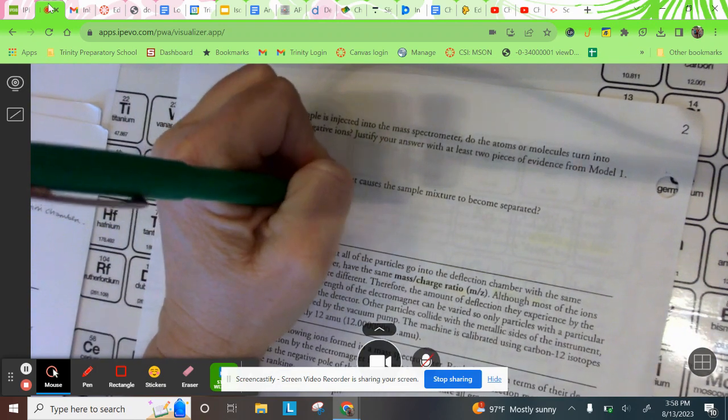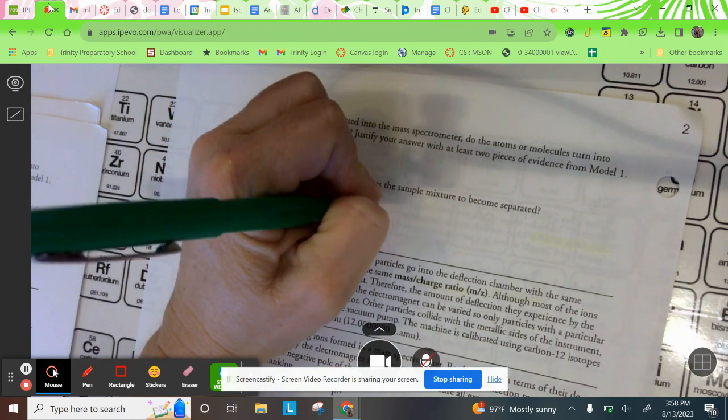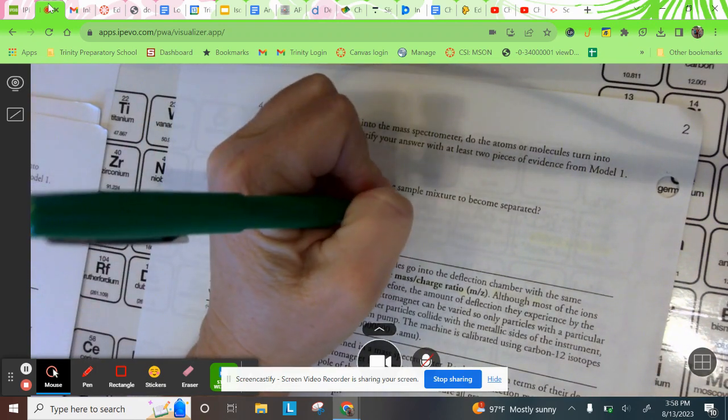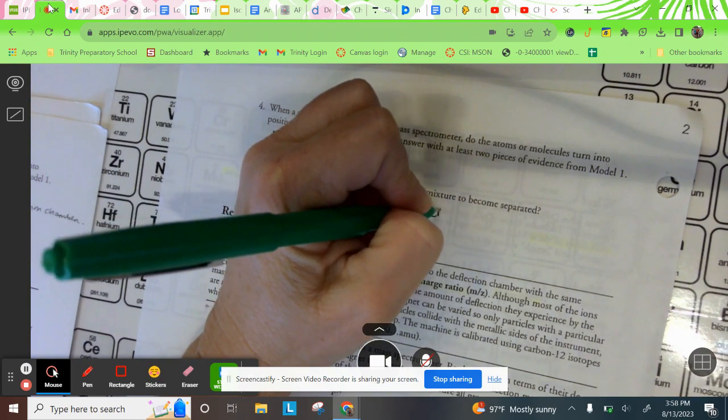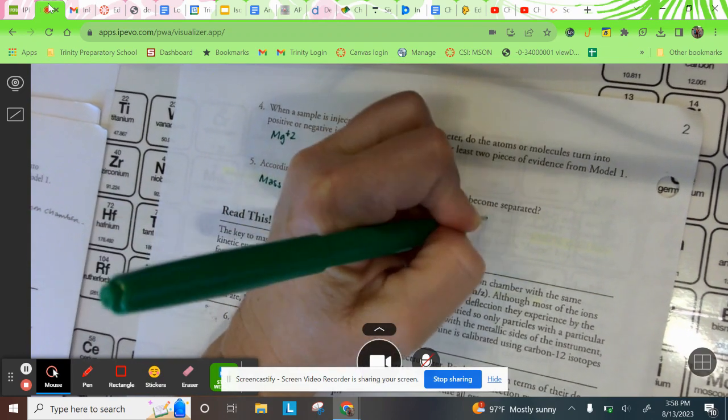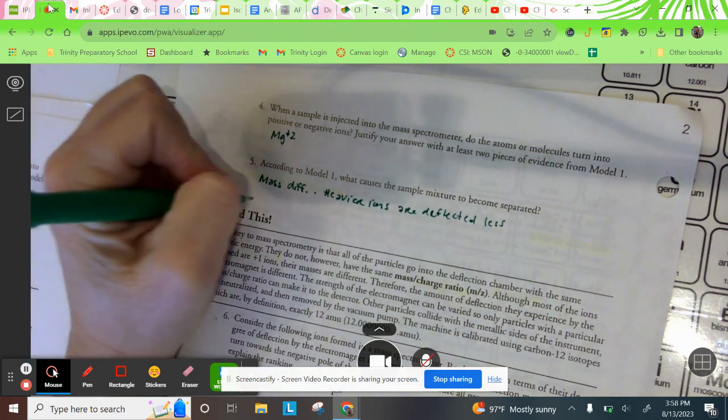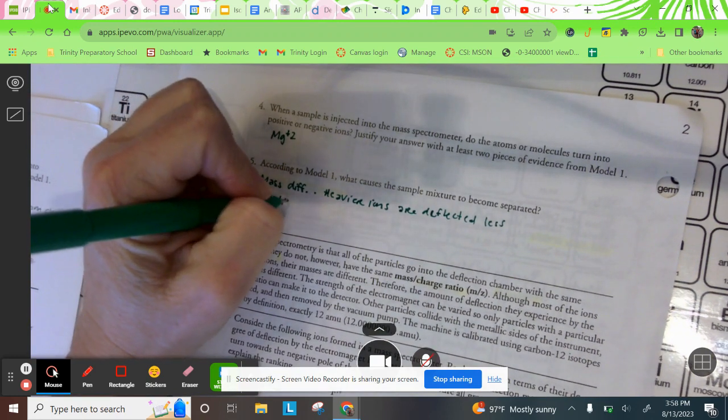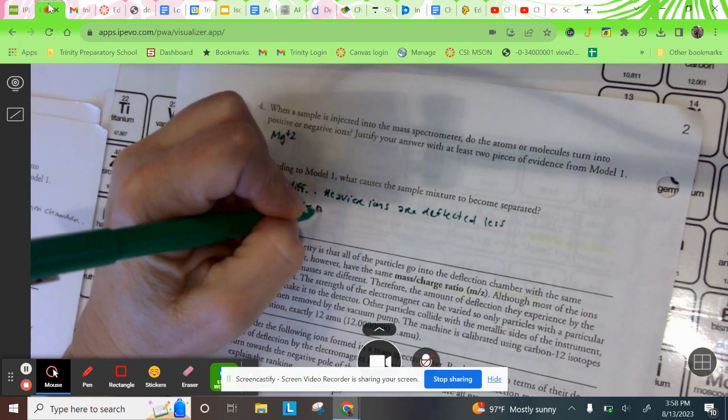I'll put here heavier ions are deflected less than lighter ones, which makes sense. They're just not going to move as much.